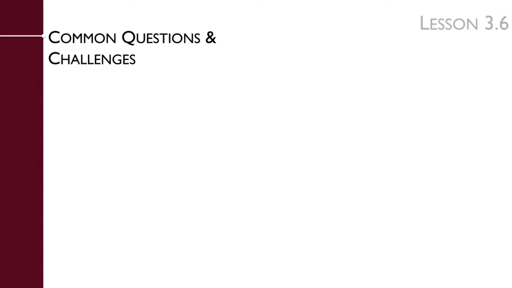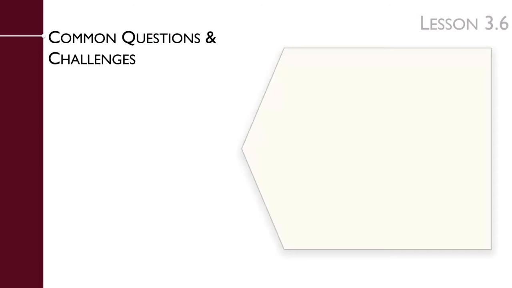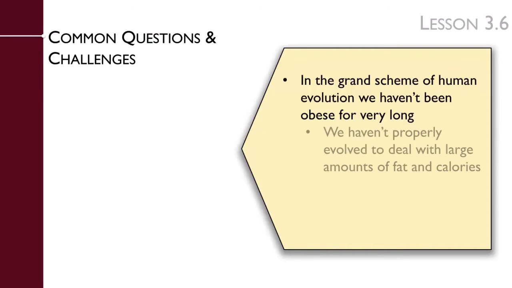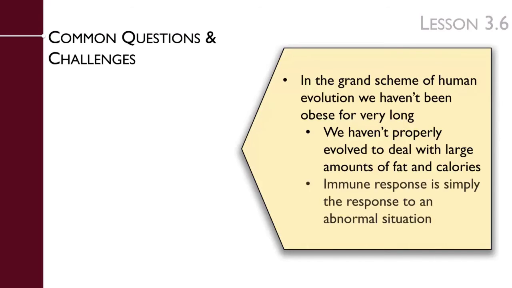While the answer is not really known, the best guess at this point is that in the grand scheme of human evolution, we haven't been obese for very long. For most of the humans' time on Earth, we've been in periods of famine without a guaranteed meal coming, so our bodies have not properly evolved to deal with the large amounts of fat and calories. The immune response to LDL being stuck on artery walls is simply the response to an abnormal situation.